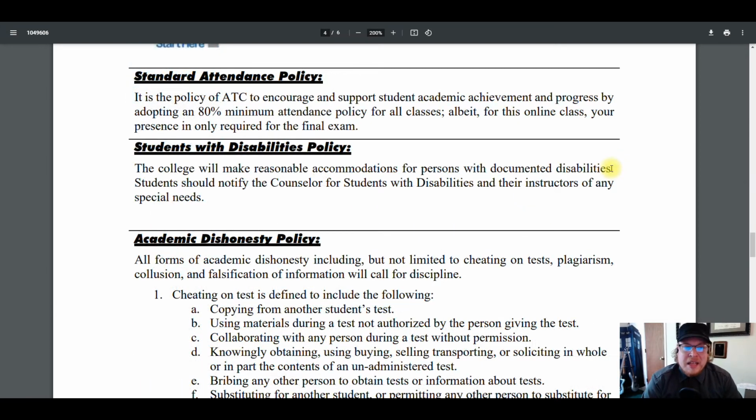Attendance policy. It's policy of Aiken Technical College to encourage and support students in academic achievement and progress by adopting an 80% minimum attendance policy for all classes, albeit for this online class, your presence is only required for the final exam as such. So let me just say this as a rule. You should be checking in at least twice a week in terms of what's going on.